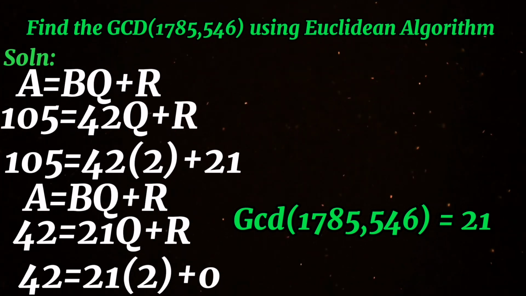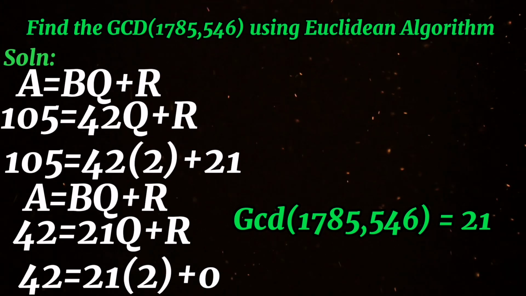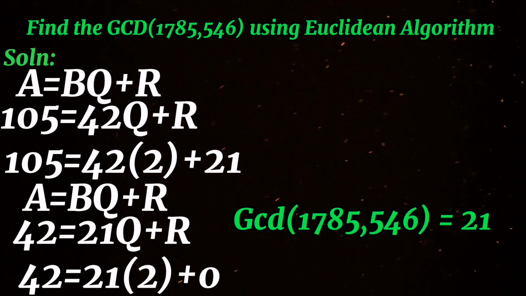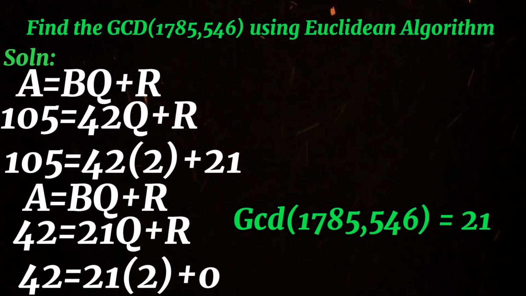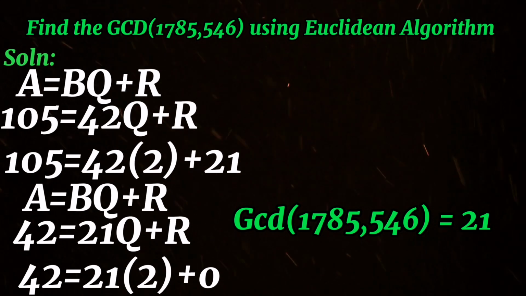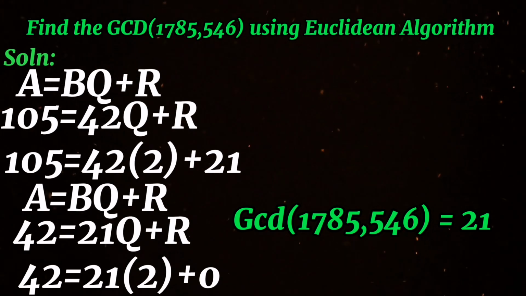Now, how can we apply this thing we just found? What does it mean? What is the meaning of the GCD of 1785 and 546 is equal to 21? It means that 21 is the biggest number that can divide both 1785 and 546. Again, it means that 21 is the biggest and the greatest number in all numbers that can divide both 1785 and 546.